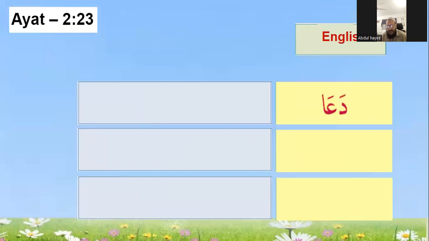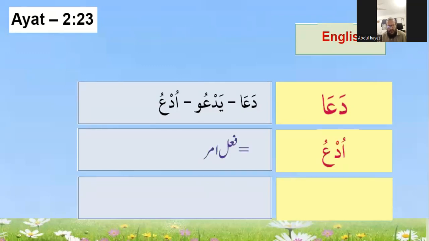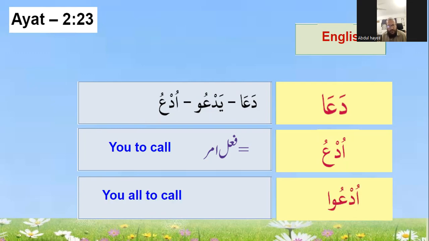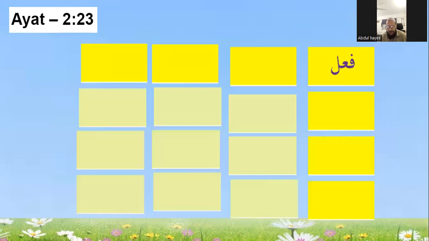The next word is da'a. Look, mazi is da'a, mudare yad'u, and amr is ud'u. Next, ud'u is a fi'l amr, meaning you call. Udu is the plural fi'l amr, meaning you all call. It's a plural.